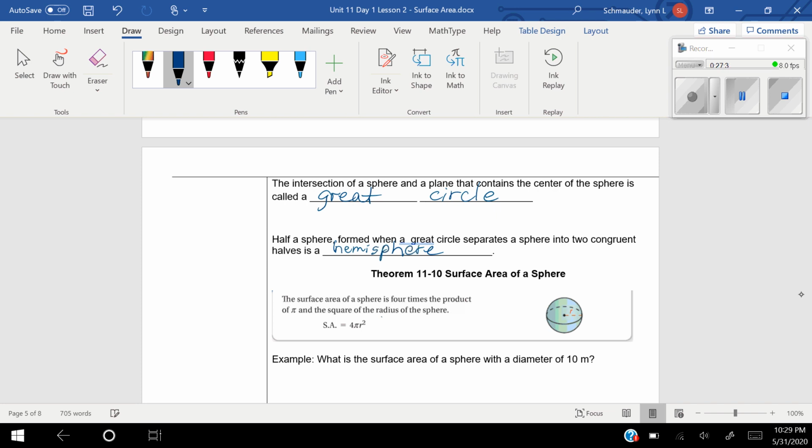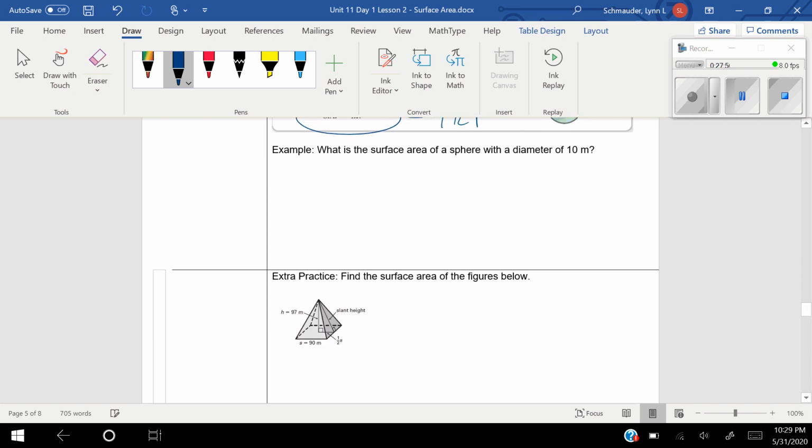And here's how we find the surface area of the sphere. Needless to say, there's no lateral area because there are no bases of the sphere. The whole thing is the surface, no bases. So we just have one formula for surface area, and it is 4 pi r squared. As you can imagine, it's really quite simple to find the surface area of a sphere.